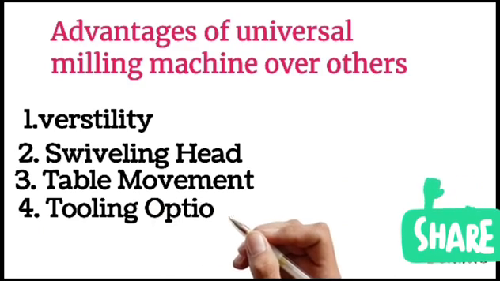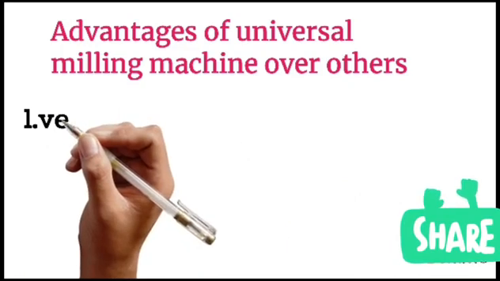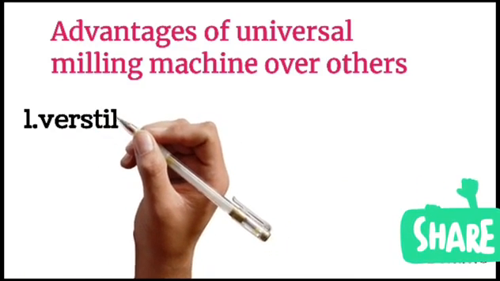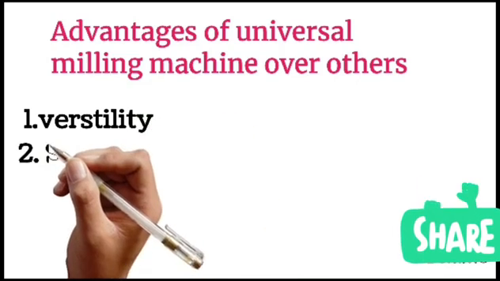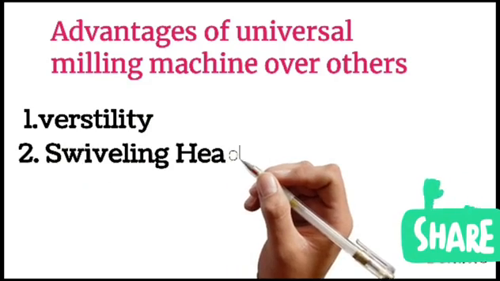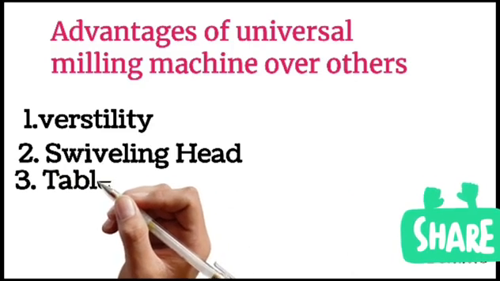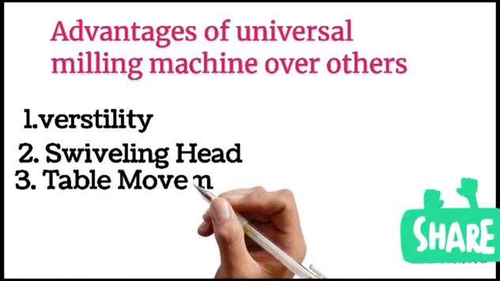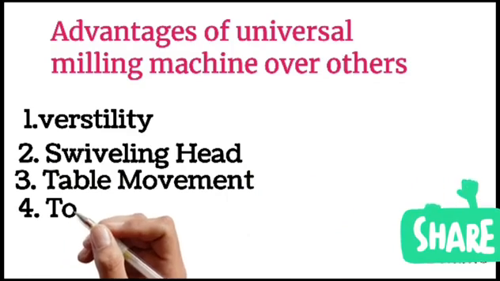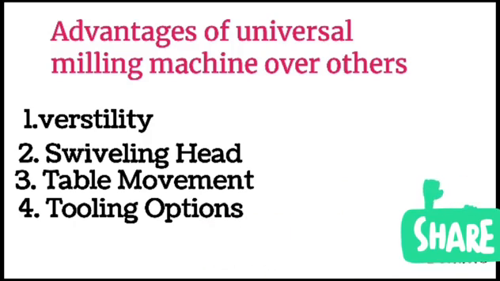2. Swiveling head. Universal milling machines typically have a milling head that can be swiveled to various angles, allowing for complex machining tasks and the production of inclined surfaces. 3. Table movement. They have a table that can move in multiple directions, longitudinally, crosswise, and vertically. This movement capability enhances their flexibility in machining workpieces of different shapes and sizes.